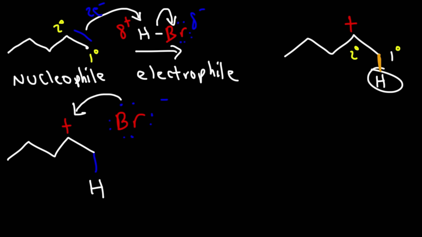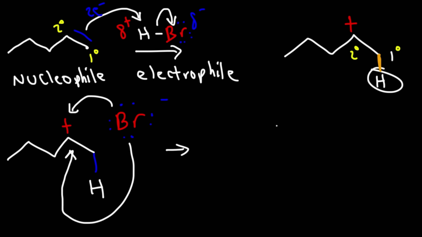Now let's go back to this part. The bromide ion can attack the carbocation in 2 different ways, from the front, or it can attack from the back. Because it can approach the carbocation in both ways, we can get a mixture of products. So we can get both the R and the S isomers in this reaction.